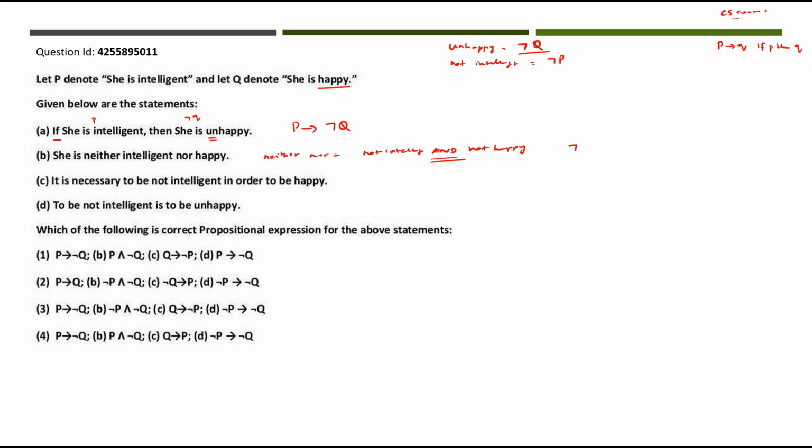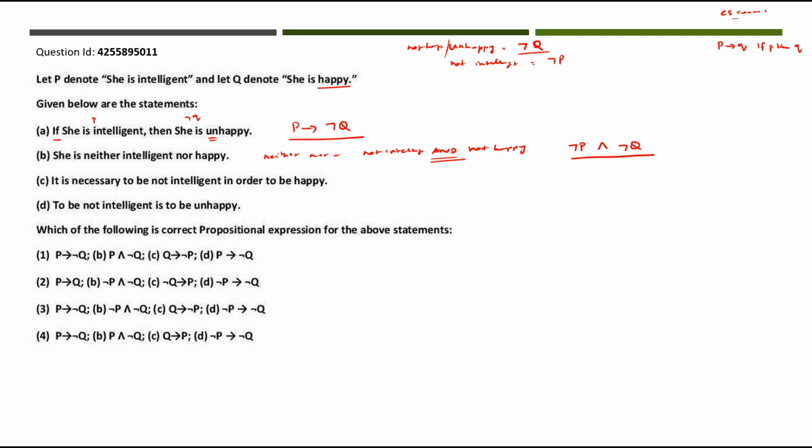Not intelligent is negation of P, not happy is negation of Q. Unhappy or not happy, both are negation of Q, and we have the and operator here, so we use the conjunction operation. So the second expression is negation of P, conjunction, negation of Q. So this is the first one, this is the second one.